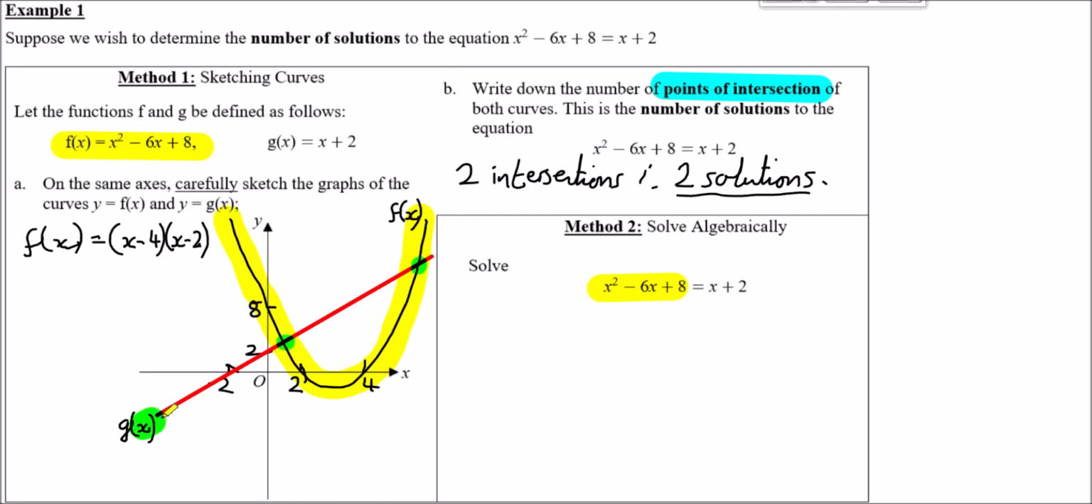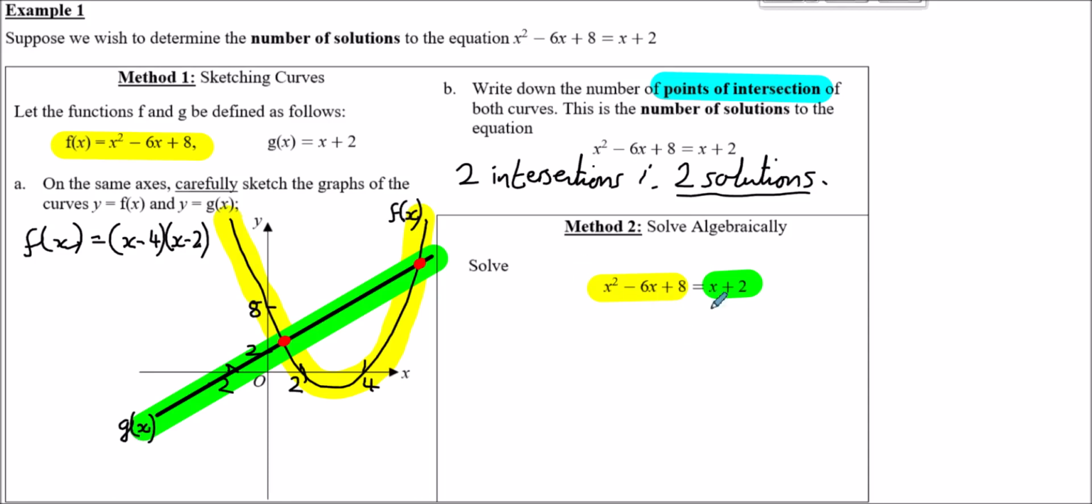And obviously, spoiler alert, we already know, don't we? We already know what it is. But let's just show that we can use this different method. So we're expecting there to be 2 solutions, obviously, because there are. So if we wanted to do it algebraically, we could rearrange and solve.